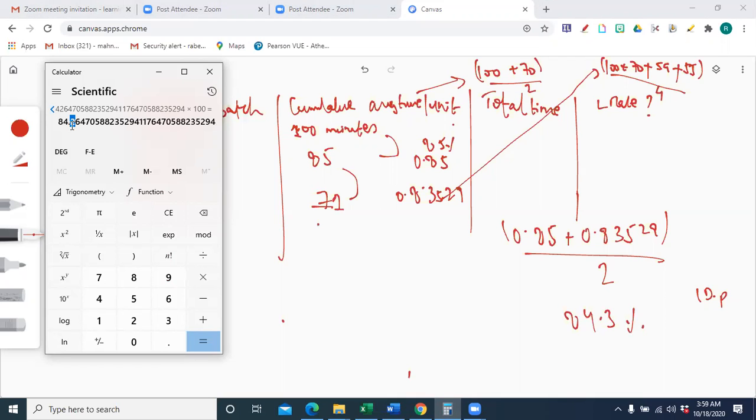Got it? See, this is the rounding figure. See the number next to it. If it is either 5 or greater than 5, the previous number would be increased by 1. So it is 84.3%. That's your answer.